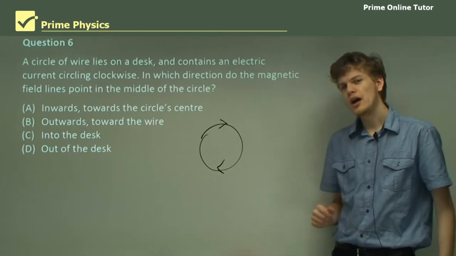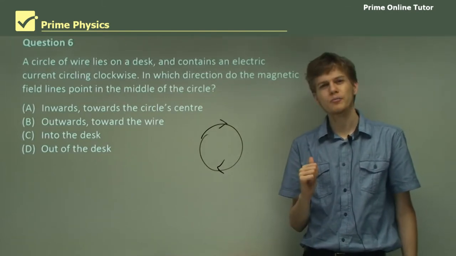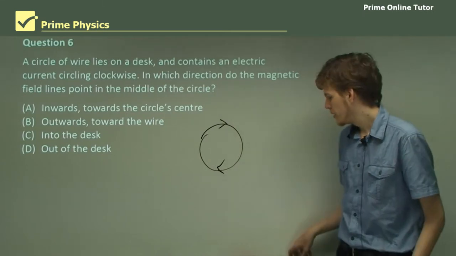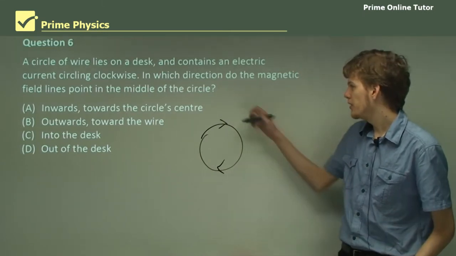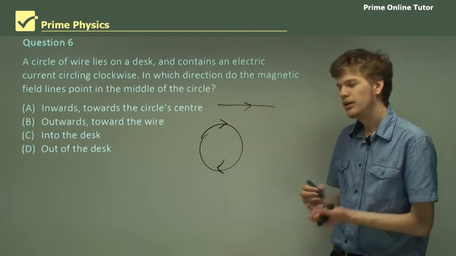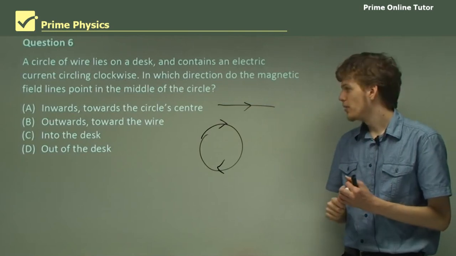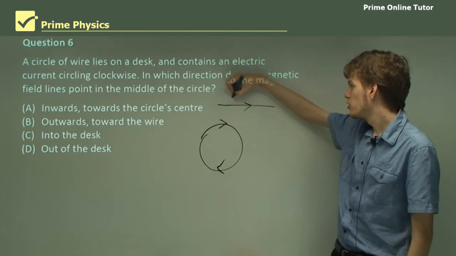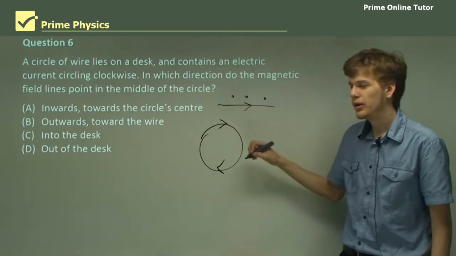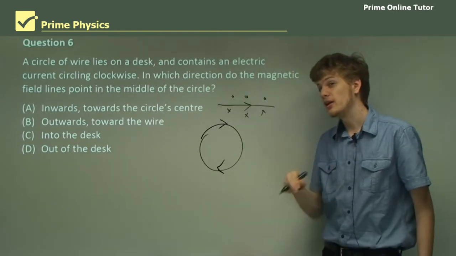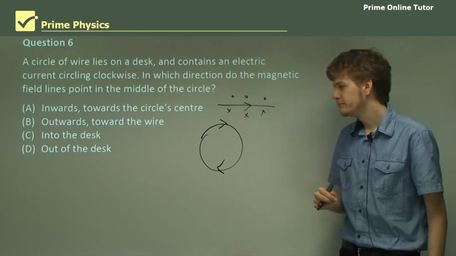So we can use our right-hand grip rule to figure out the direction of the magnetic fields around a segment of wire, right? If we have a straight wire like this, then we can use the right-hand grip rule, point our thumb in that direction, and figure out that the magnetic field lines must be coming towards us at the top and away from us at the bottom, because it'll be a circular magnetic field, right?